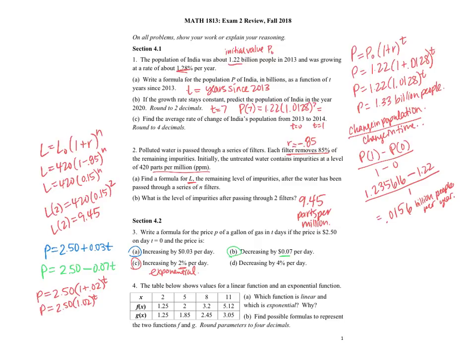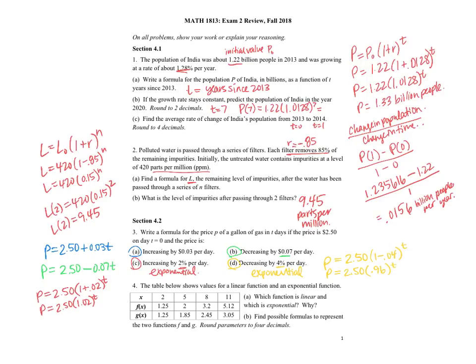Okay, and the last one, D, I'll do in yellow. Decreasing by 4% per day. And again, since this is a percent that we're changing, this is exponential. Okay, and so we'll have P is equal to, again, my initial value is 250, but my rate here is going to be a negative 4%. So we'll have 1 minus 0.04 to the t, or if I wanted to write that all together, I could say P equals 250 times 0.96 to the t.